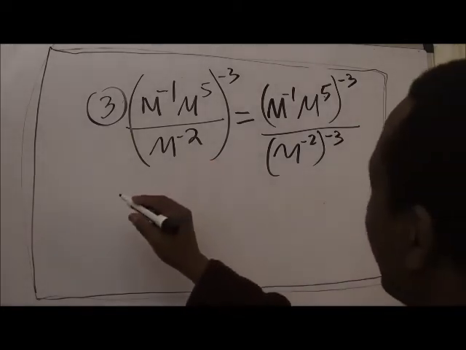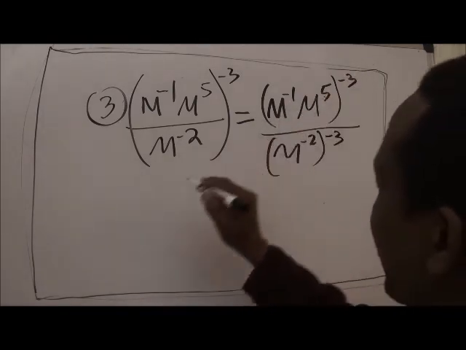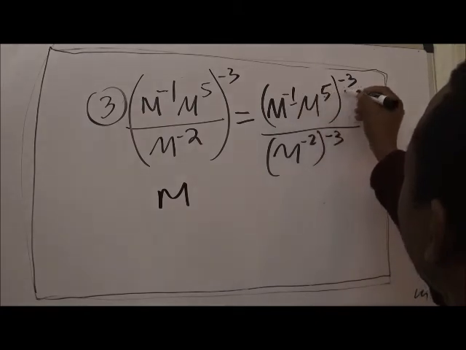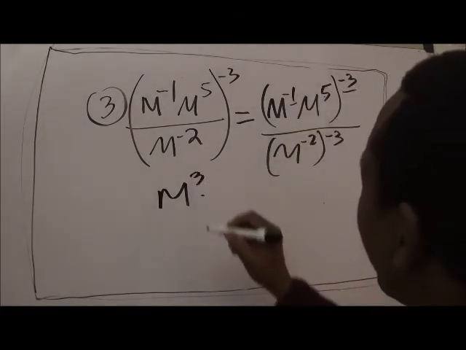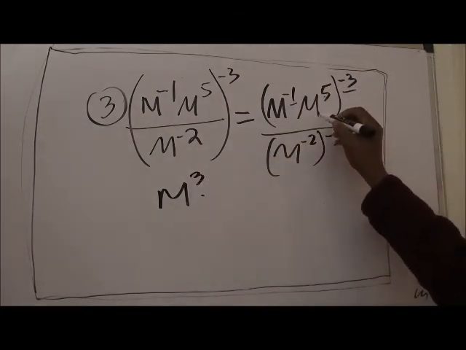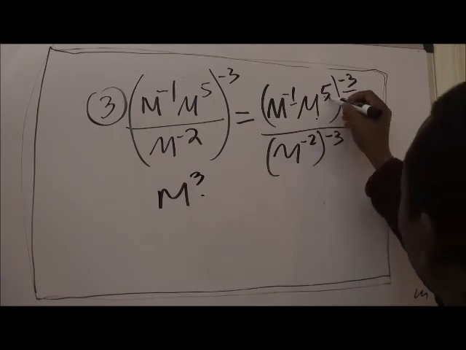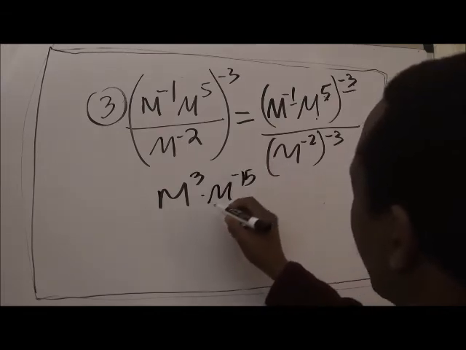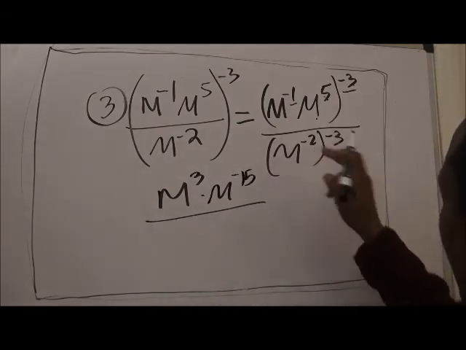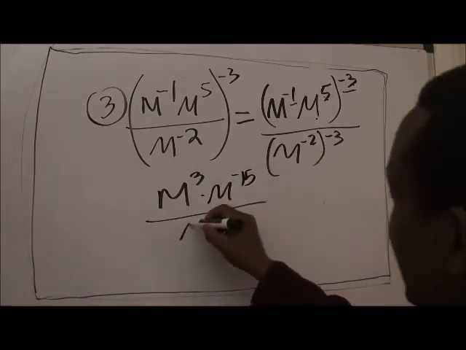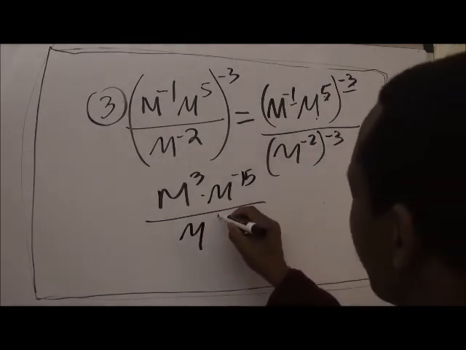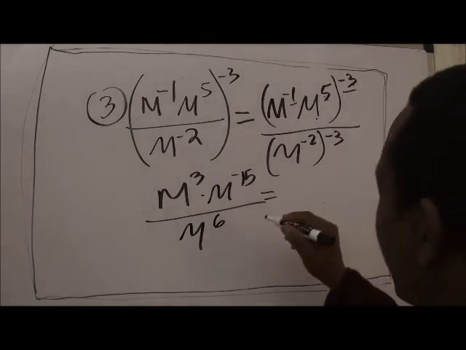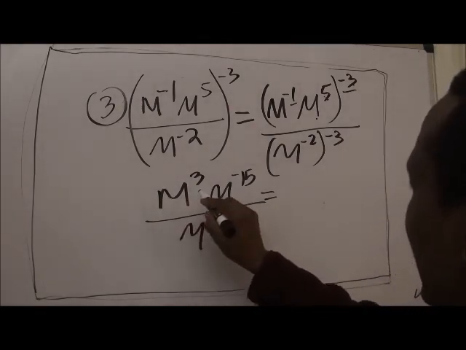If we do what we did in the last two questions, we can open the parentheses there and get m to the power negative 1 times negative 3, which gives me to the power 3. m to the power 5 times negative 3 gives me to the power negative 15, all over m to the power negative 2 times negative 3, which gives me 6.